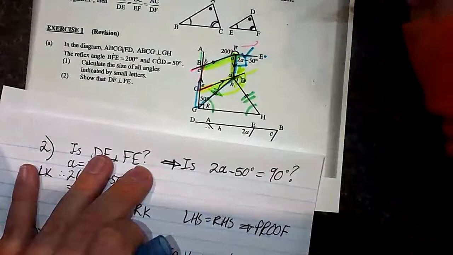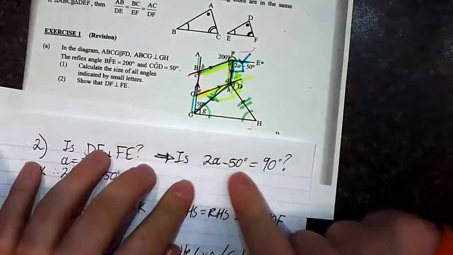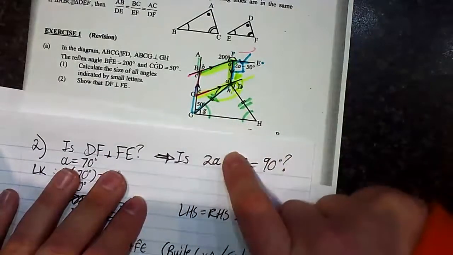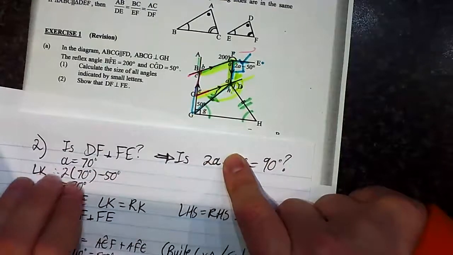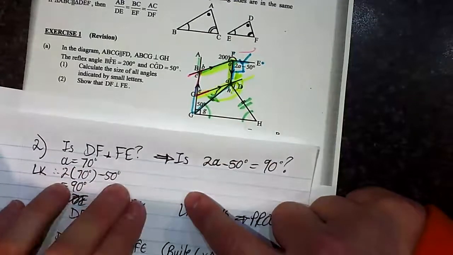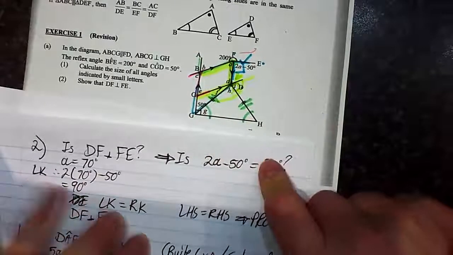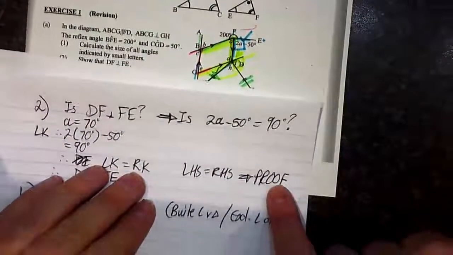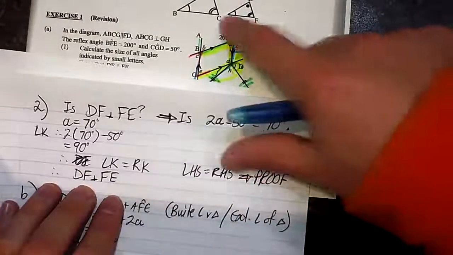We got the value for A. Okay? So they want to know, is 2A minus 50 degrees equal to 90 degrees? We have to go prove it. So substitute in that value. We got it as 70 degrees. Substitute it in the left-hand side. 2 times 70 is 140, minus 50 is 90 degrees. Definitely your left-hand side is equal to your right-hand side. That means we have proven it. All right. So therefore, it must mean that DF is perpendicular to FE.